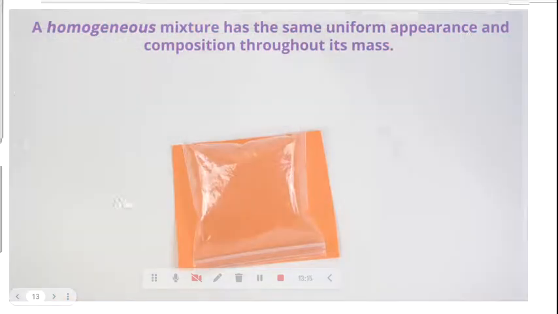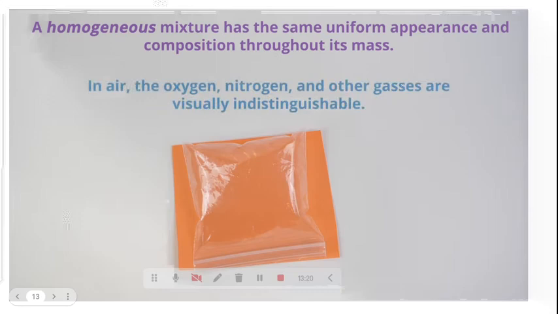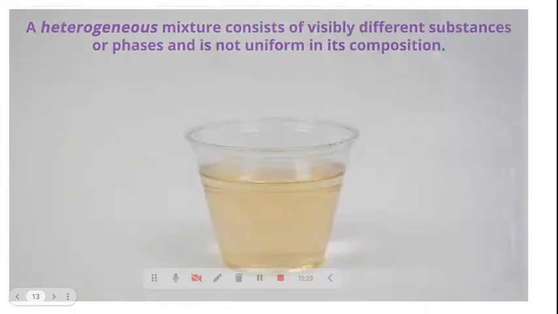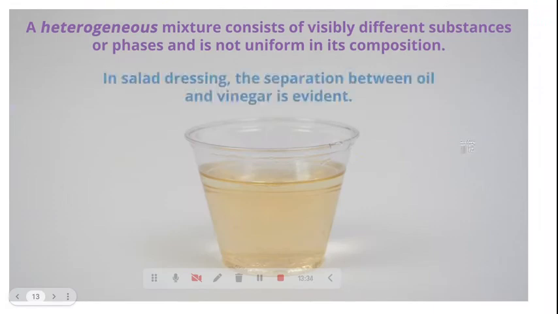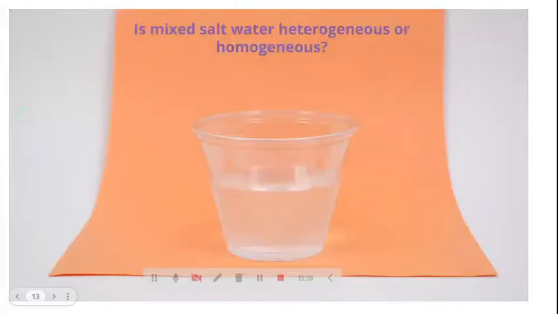A homogeneous mixture has the same appearance and composition throughout its mass. In air, the oxygen, nitrogen, and other gases are basically all indistinguishable. A heterogeneous mixture consists of visibly different substances or phases that is not uniform. So in salad dressing, you can see the difference between oil and vinegar. You can check that out.